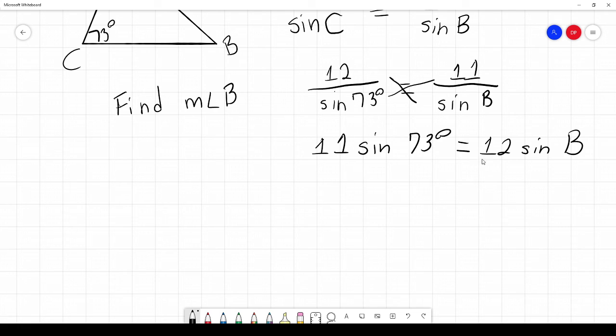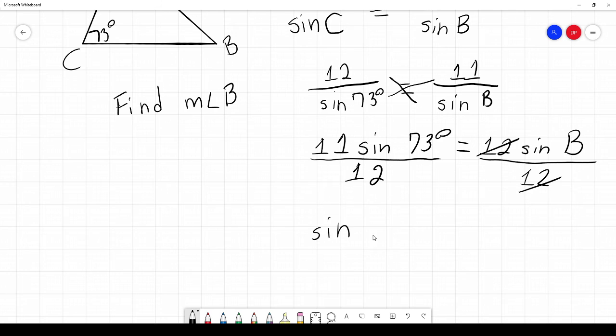So what we want to get rid of is this 12. This is 12 times the sine of B, so we do the opposite. We're going to divide both sides by 12. Then 12 divided by 12 is going to be 1. And then I'm going to flip this equation around. So it's going to be the sine of B is equal to 11 sine 73 degrees over 12.